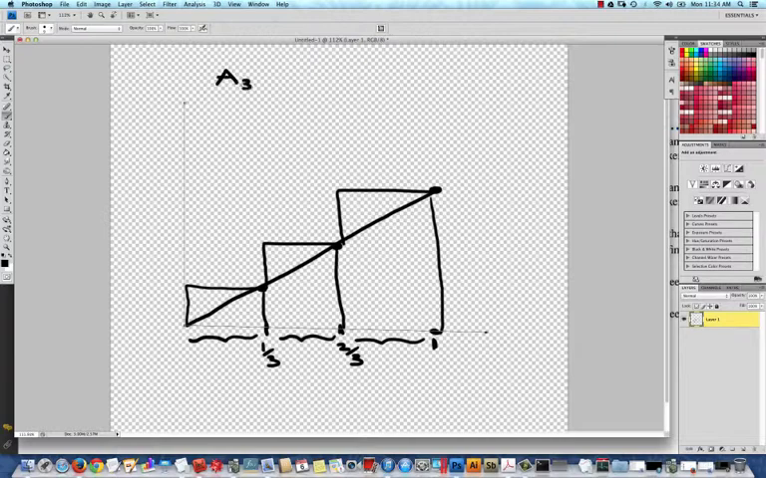So I'm going to do it this way. A sub 3 is the first height, which is 1/3, plus the second height, which is 2/3, plus the last height, which is 1, all times 1/3, which is the base of each of the rectangles. Now this becomes 2 when you add up the inside of the parentheses, times 1/3, so it turns out that A sub 3 is 2/3. So we're getting even closer now.